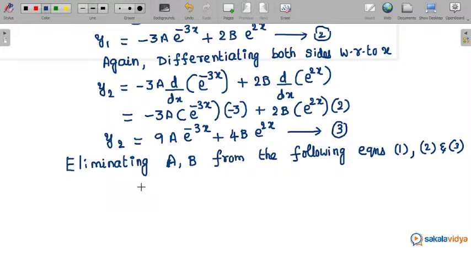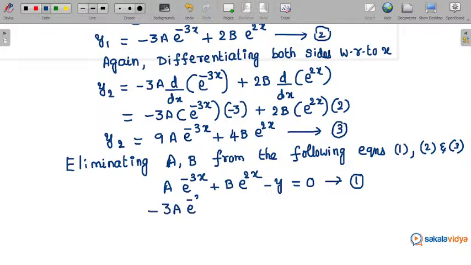That we can write like this: a e power minus 3x plus b e power 2x, right, and next negative y equals 0. This is equation 1. In the similar pattern, equation 2 can be written: negative 3a e power minus 3x plus 2b e power 2x minus y1 equals 0. Say this is equation 2.